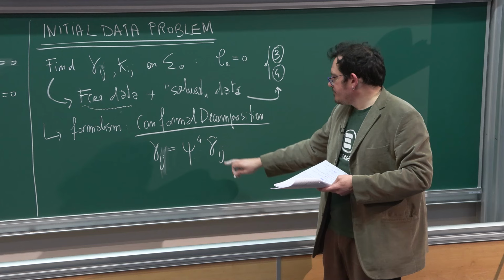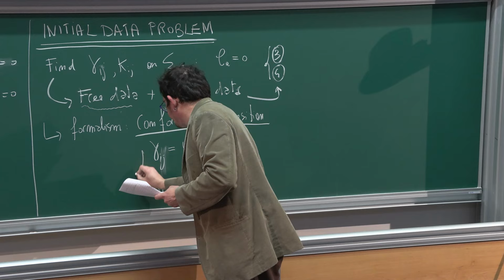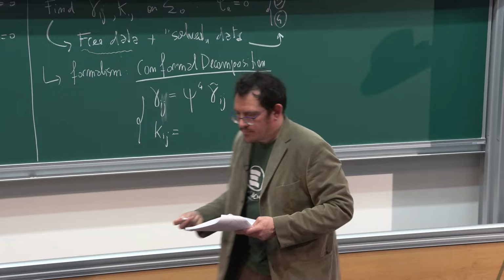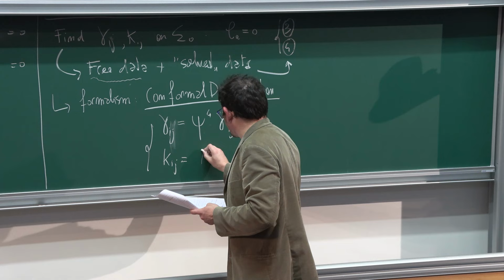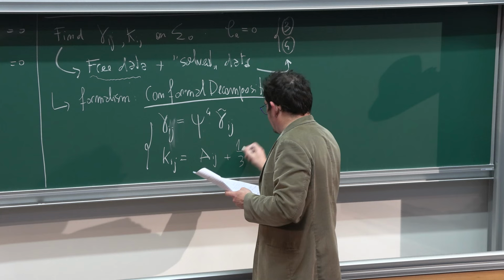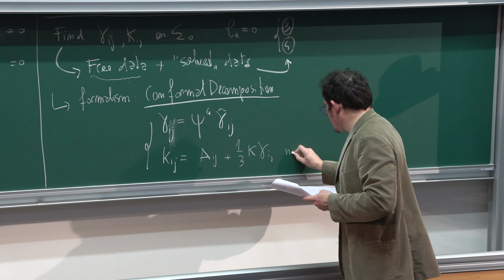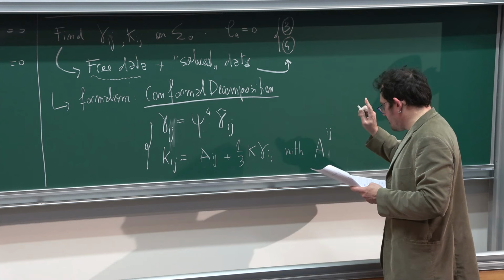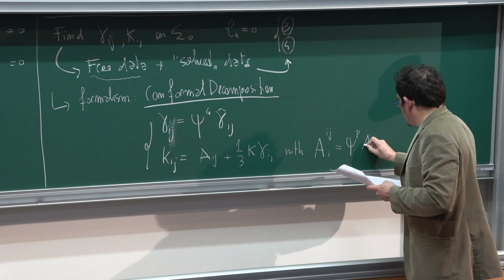And similarly, the extrinsic curvature is taken as a traceless part, A ij, plus the trace piece, where K is the trace as before, with A ij upper, conformally decomposed again with the same conformal factor and introducing a conformal piece of this.